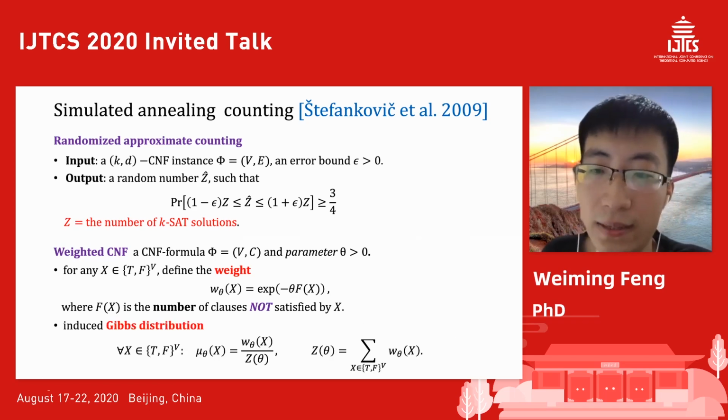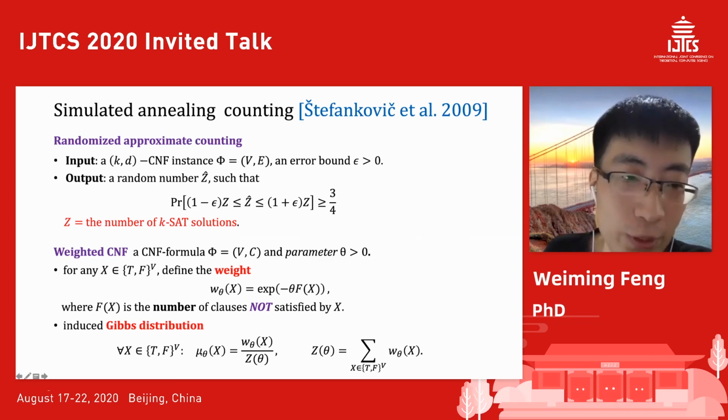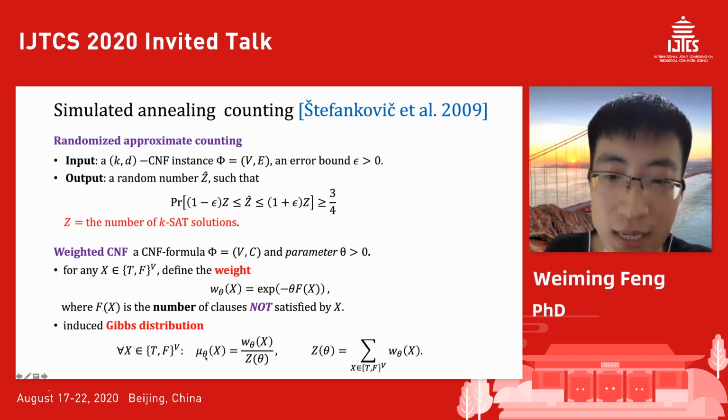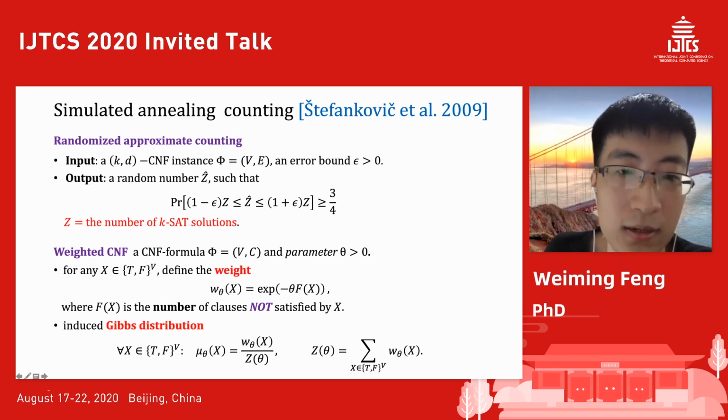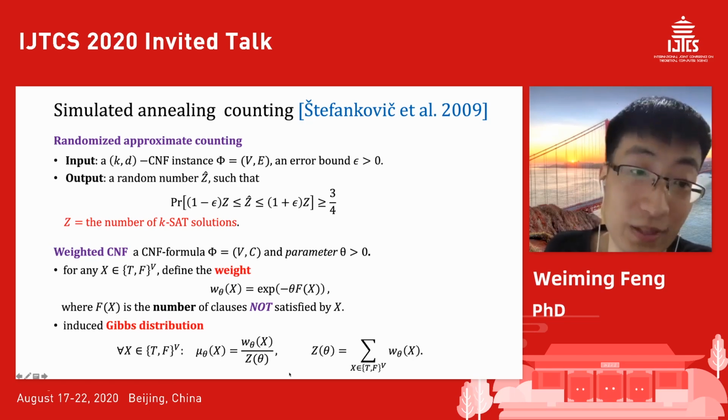Now we can define a distribution mu with respect to the temperature theta. The probability of assignment x is w(x) over Z(theta). Here Z(theta) is the sum of the weights of all the assignments. Z(theta) is called the partition function at the temperature theta. So intuitively, the probability of each assignment x in the distribution mu is proportional to its weight w(x).